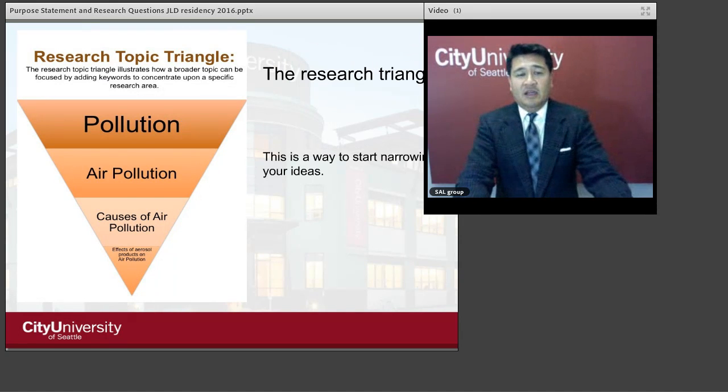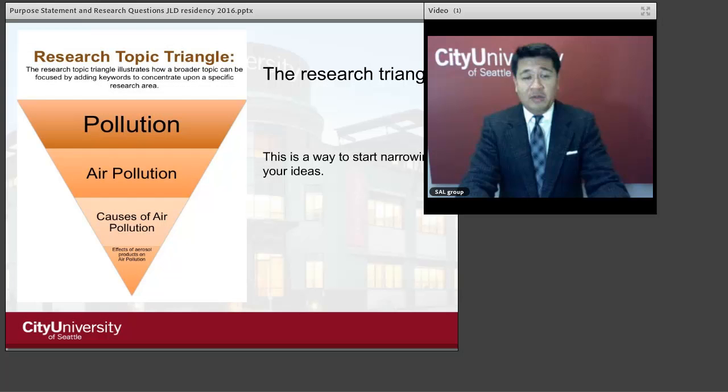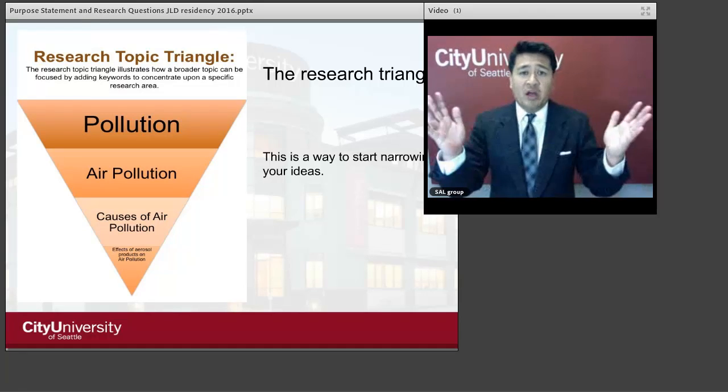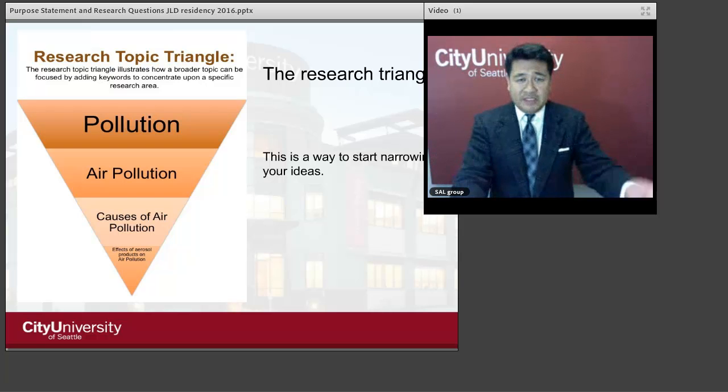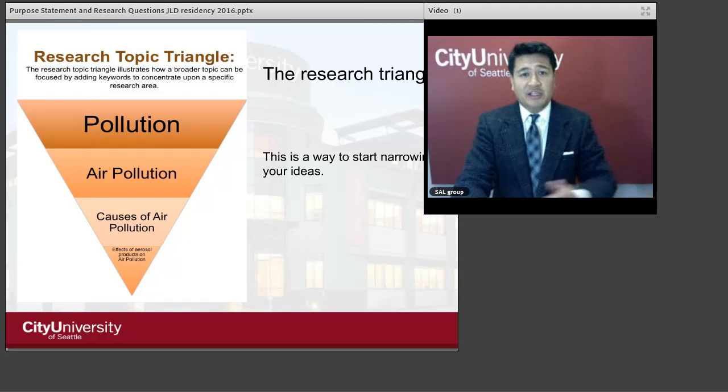I always begin a dissertation process in working with my students by introducing them to this thing called the research topic triangle. You may still be thinking about your topic, and that's fine too, but as you start narrowing the universe of ideas out there, what you want to study in your dissertation, this handy little upside-down triangle is a good model. It's an illustration of how to narrow down from the broad to the narrow. For example, at the top of the inverted triangle you see the word pollution. Well, you can't study pollution, that's way too broad. Some students want to study that, and that's fine.